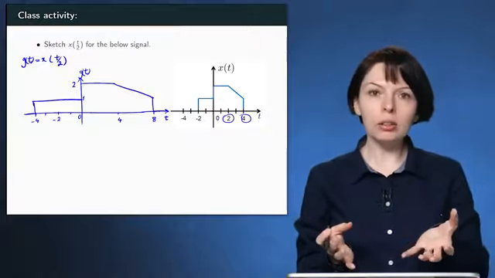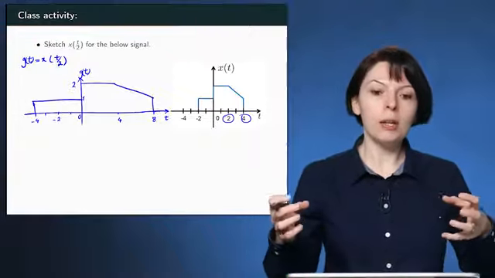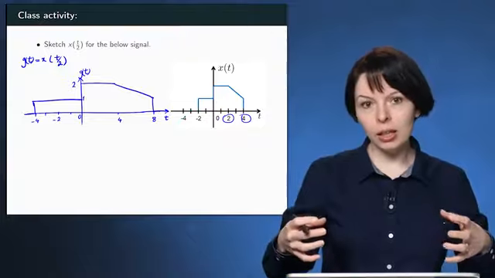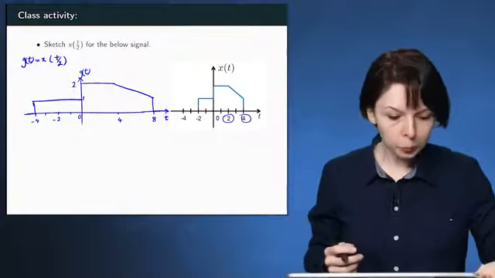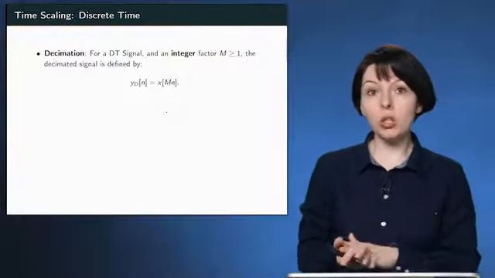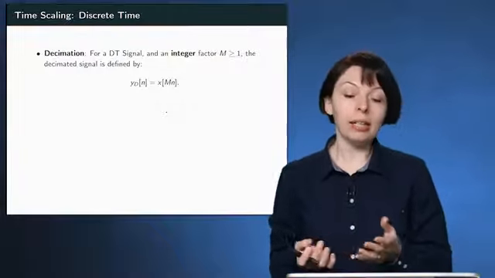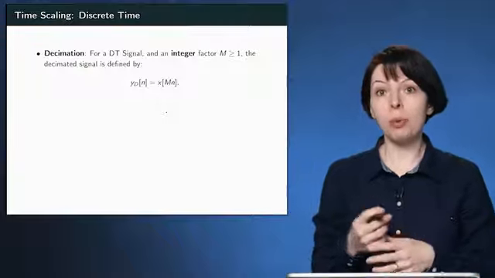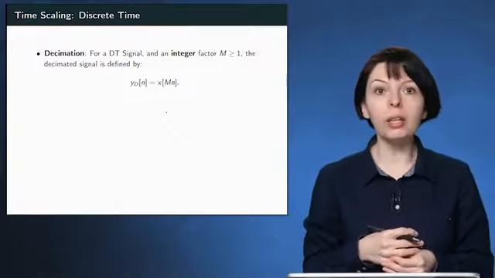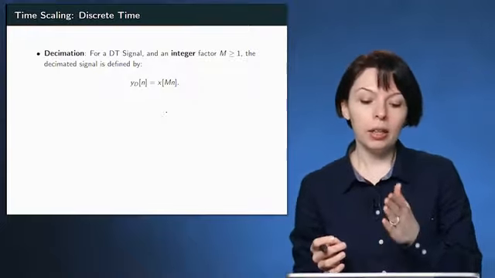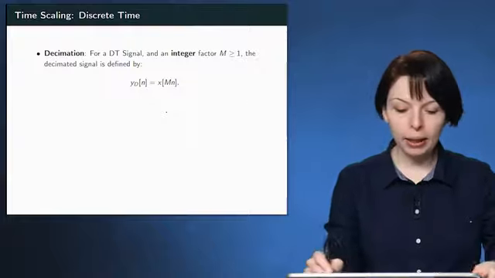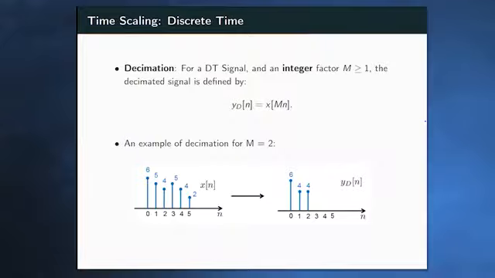If you have an audio signal, the process of expansion means slowing down the signal, and the process of squeezing means speeding up the signal. Right? For a discrete time signal and an integer factor m, when m is a positive number greater than or equal to 1, the decimated signal is defined as yd of n, which is equal to x of mn. Here is an example for m equals 2. You have x of n and yd of n is going to be equal to x of 2n.